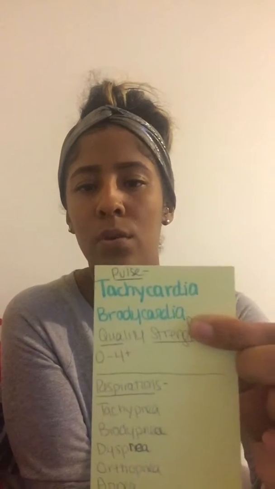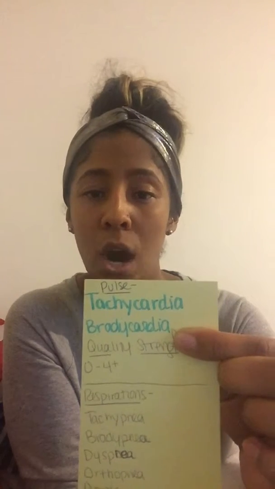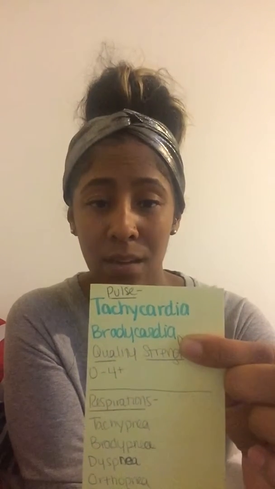Now, I told you that I was going to talk a little bit about abnormal sounds and abnormals in general. So the first thing that I want to talk about is going to be pulse. Your pulse can either be high or it can be low. So when it comes to pulse, you can be tachycardia or bradycardia.